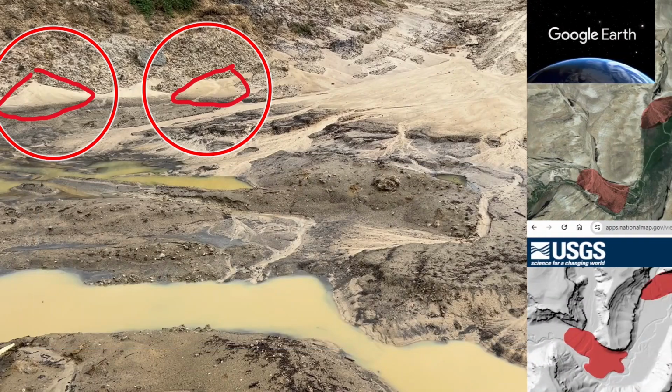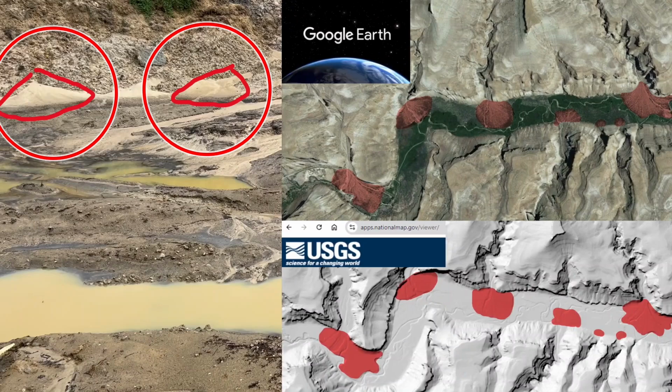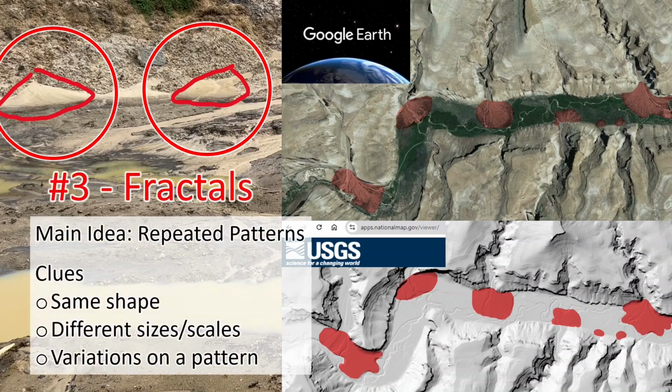And also, we're going to use tools like Google Earth or the USGS National Map Viewer, where we can see these exact same patterns. The same curved leading edge, the same point towards the mountains, the same gentle slopes. Notice how this pattern is repeating over and over and over again. And that idea of repeated patterns is step number 3, which we call fractals.